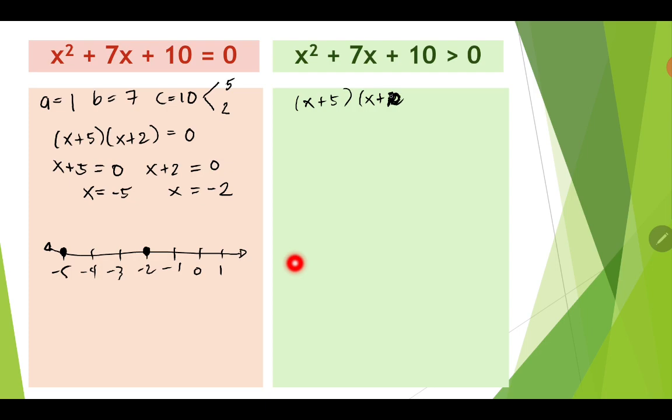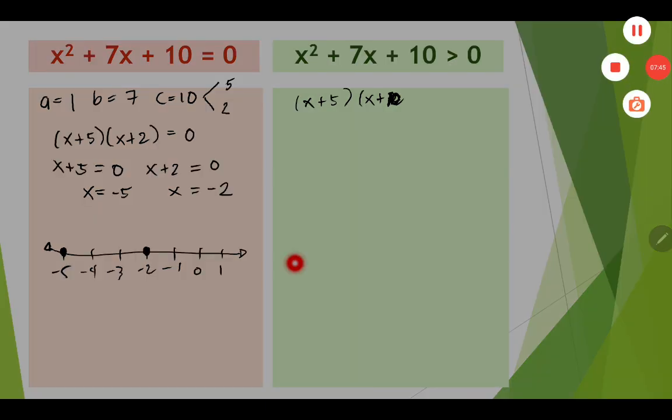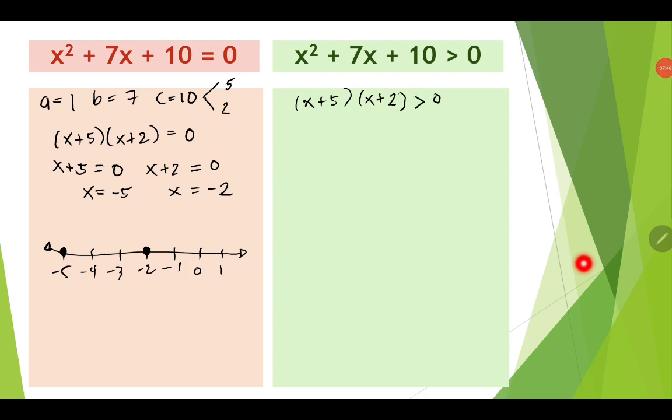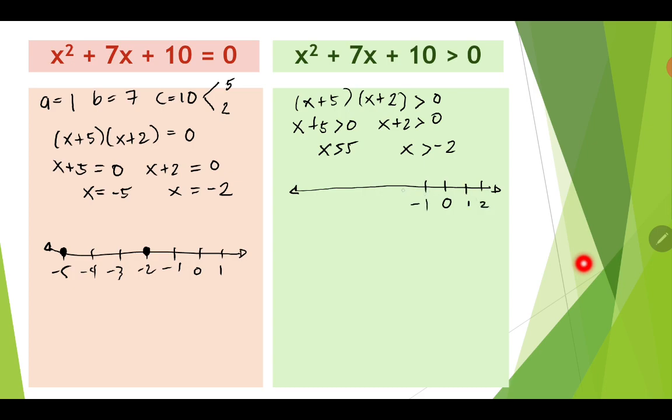x plus 5, x plus 2 is greater than 0. Apply zero product property: x plus 5 greater than 0, x plus 2 greater than 0. So, x is greater than negative 5 and x is greater than negative 2. Ngayon, kapag pinlot mo siya, papunta sa kanan yung positive, papunta sa kaliwa yung negative.